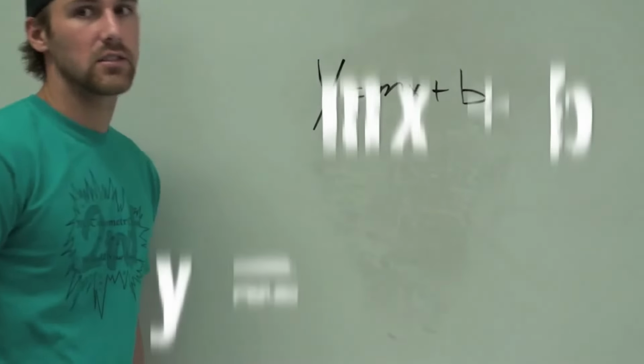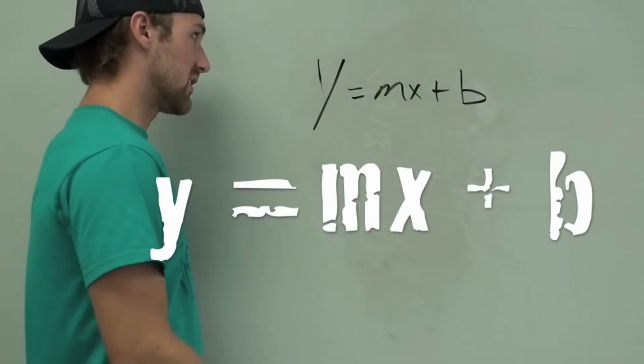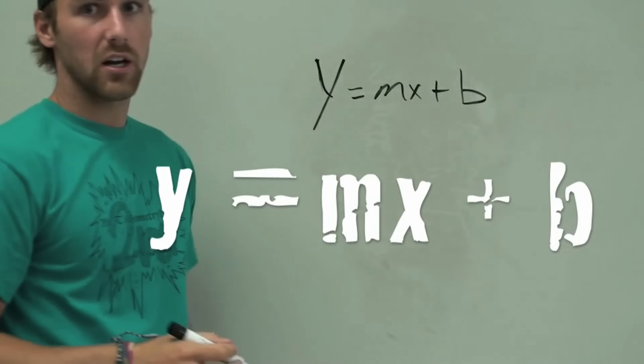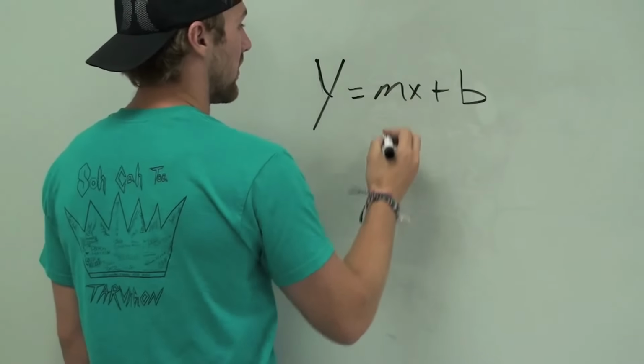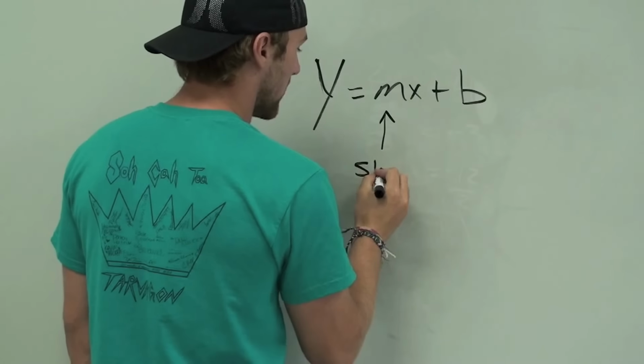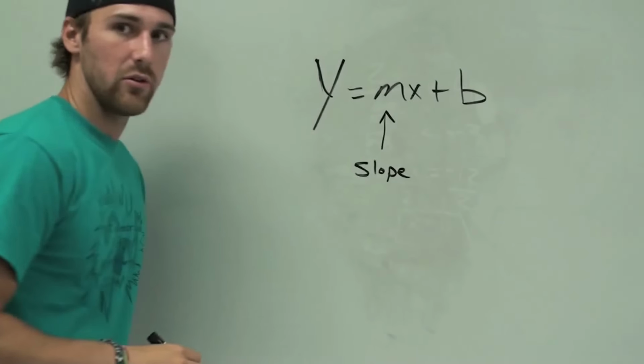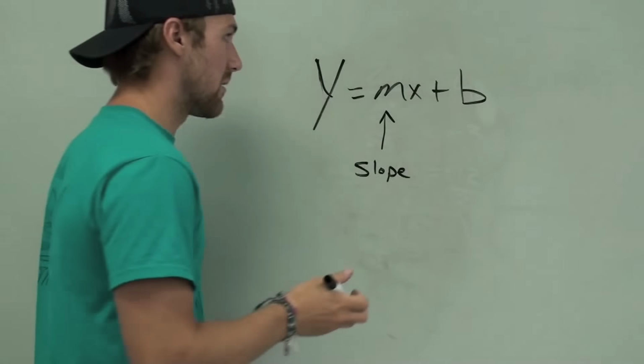It's also known as the slope-intercept formula. I'm about to explain why. We'll start at the beginning. If you know what I'm talking about, skip to the end. Okay? m is very important. It's a little thing called the slope. Why they don't use S, I don't know. You'll have to ask them.